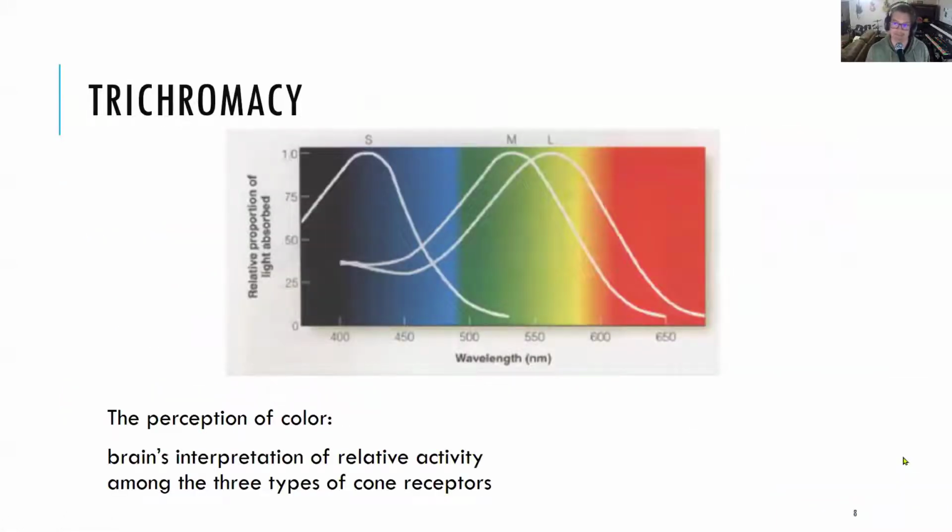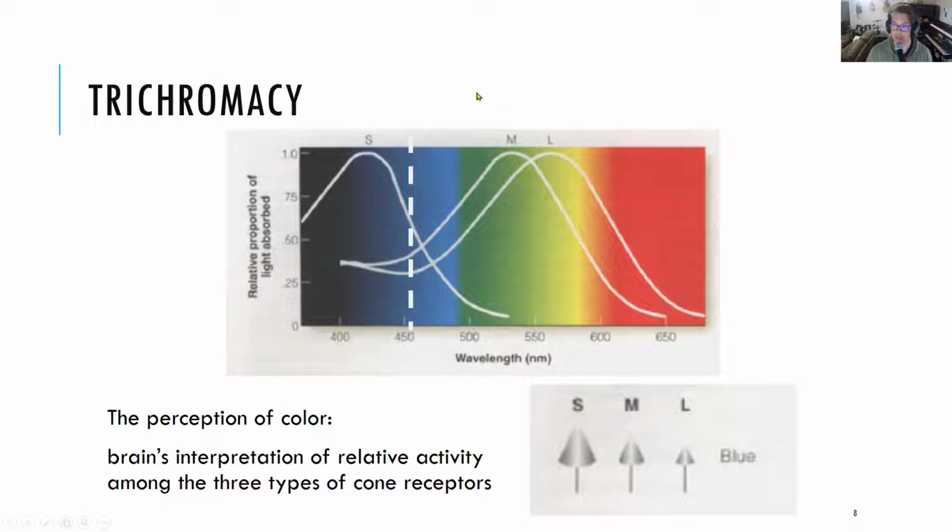Okay, so here, this is a graph that shows across the visible spectrum the relative amount of activity we get in our short wavelength blue, medium wavelength green, and long wavelength red cone receptors. Here I've got a little animation. Here's my laser beam of light, right at about 460 or 455. What do we get if I shine that laser beam of light very precisely tuned to this wavelength?